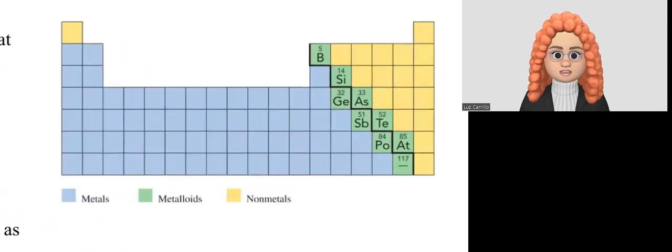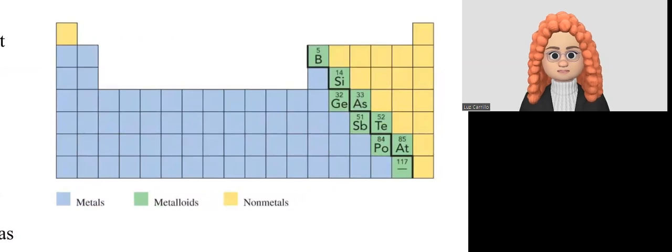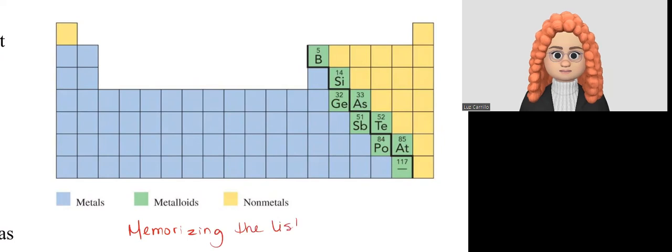When we observe the following figure, we can see that there are color boxes that represent each of these types of elements. In class, you need to memorize which elements are metals, which elements are metalloids, and which elements are nonmetals. One strategy you can utilize to quickly memorize this information is by memorizing the list of metalloids.